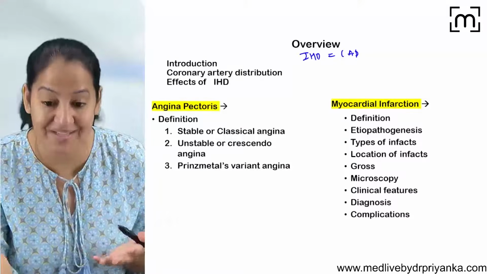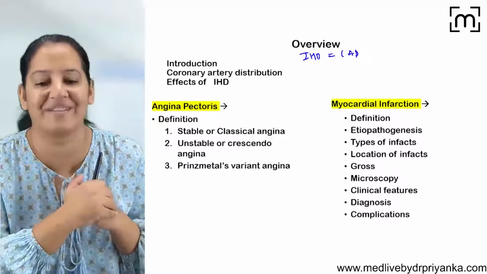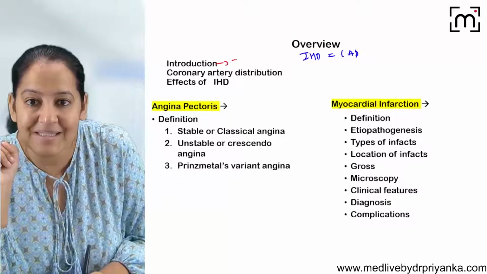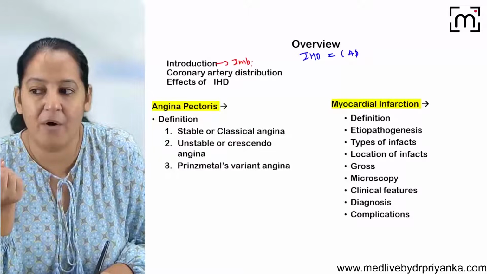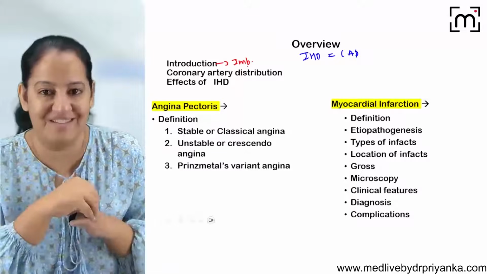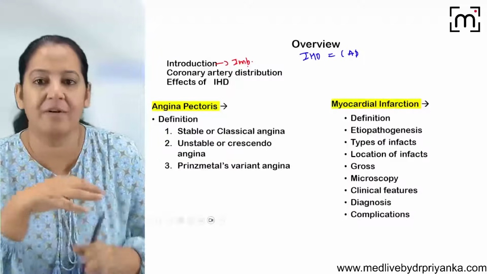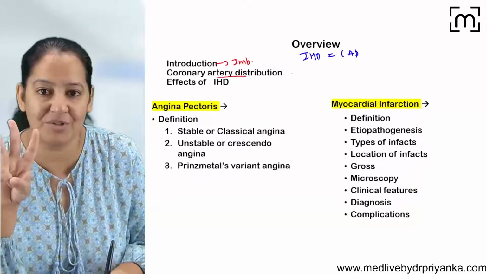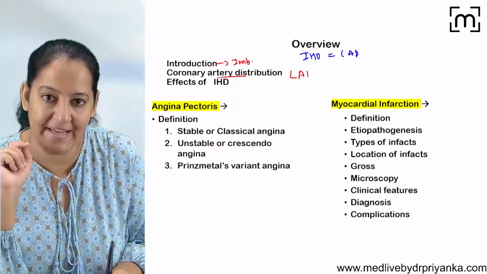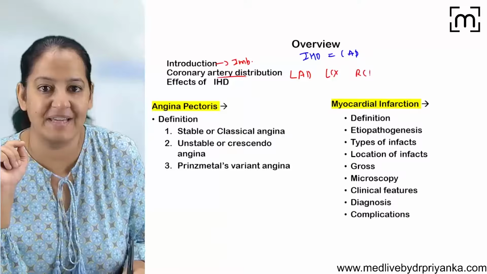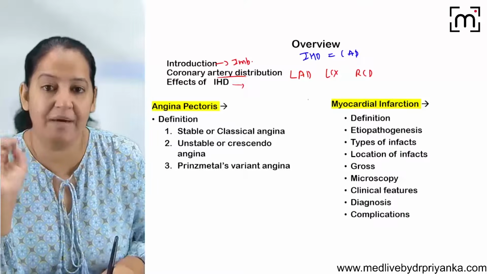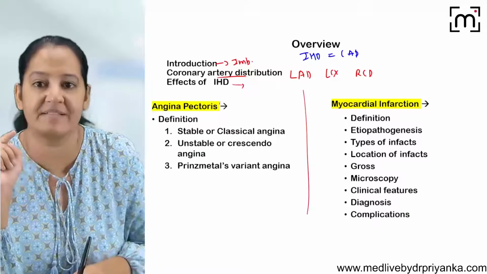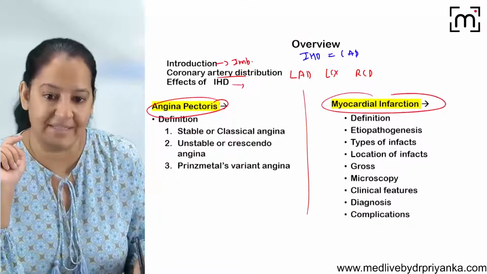First, I'll let you understand what ischemic heart disease or coronary artery disease is. It is the imbalance between demand and supply of myocardial oxygen. Now we have understood the coronary artery distribution, the 3 types of coronary, LAD, LCX and RCA, and which portion of the heart they supply. We have seen 4 types of IHD. Among them, we have discussed 2 in detail, angina and MI.